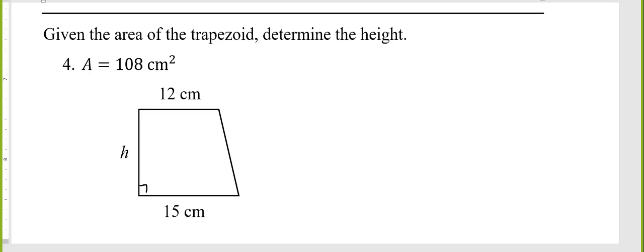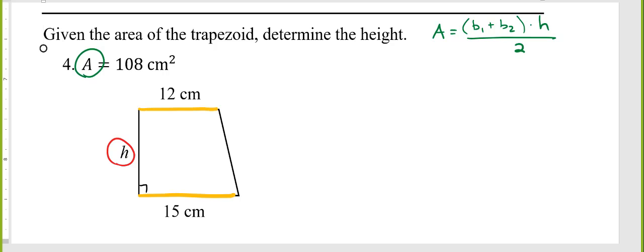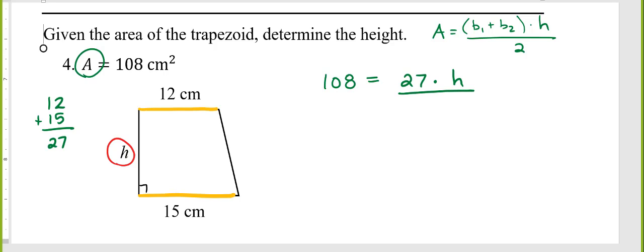All right, number 4. It gives you both bases. Uh-oh, it doesn't give you the height, but it does give you the area. So here's our formula. Remember, area equals base 1 plus base 2 in parentheses times the height over 2. If the area is 108, what are the two bases? If you add those up, what do you get? 12 plus 15 is 27. Good. So 27 times the h over 2.